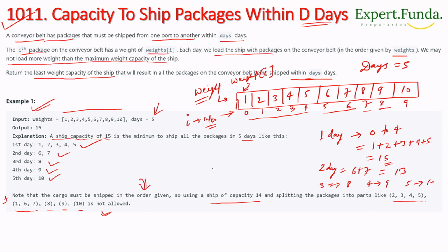The order we have been given, we have to ship like this, right? If we consider shipping something else, it will not work. So we have to consider it in such a way. We will return the least capacity, the minimum capacity to ship all the packages on the conveyor belt within the given days, that is days, right? I think you understood, right?